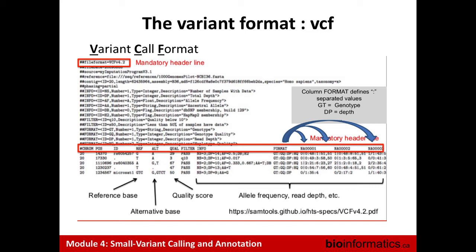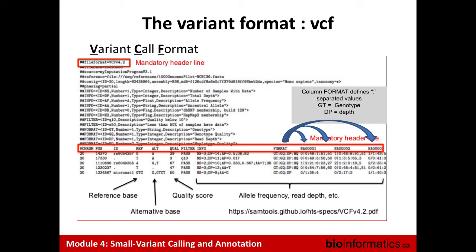What does GT mean? GT is genotype. So what does the number mean when you see the numbers? The genotype would be like 0/1, and in general you will have a slash or pipe between the numbers.